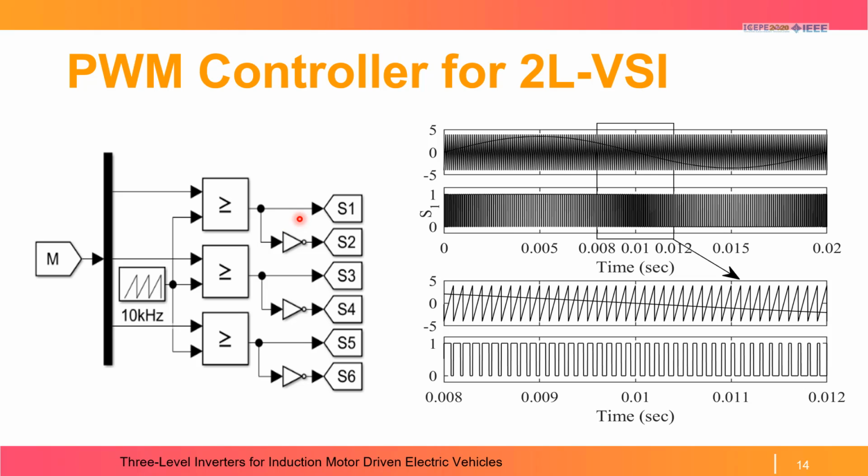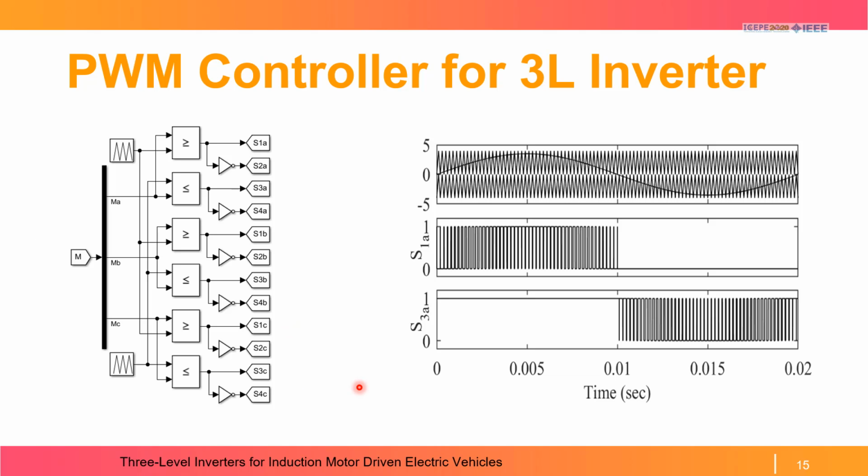The switching sequence for the S1 switch is complemented with a NOT gate to generate the switching sequence for the S2 switch. In a similar way, phase B of the modulating wave is compared with the carrier to generate the switching sequence for S3 and S4, and phase C is compared with the carrier wave to generate the switching sequence for S5 and S6.